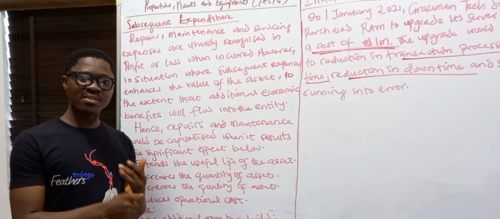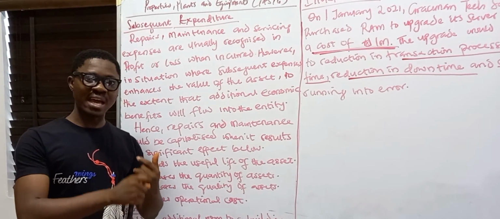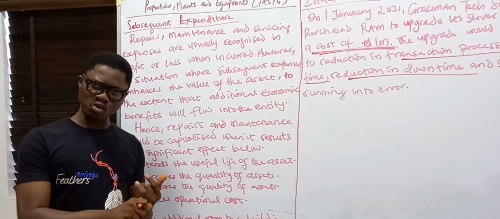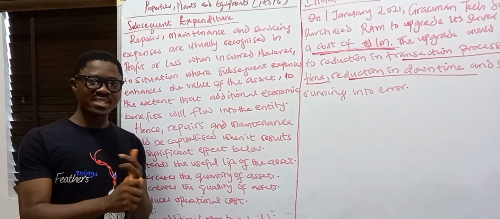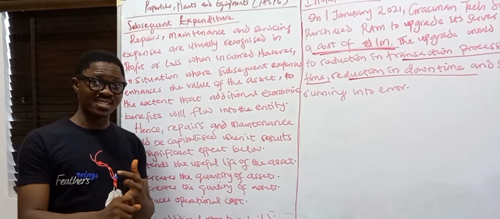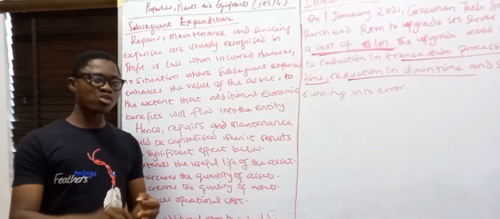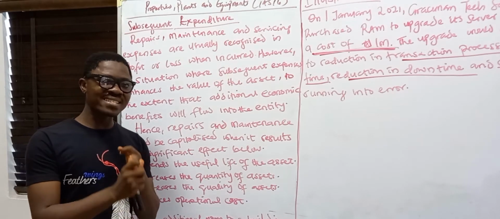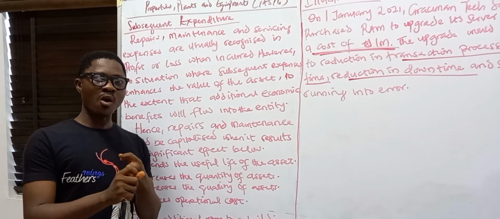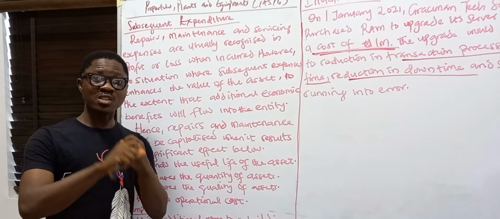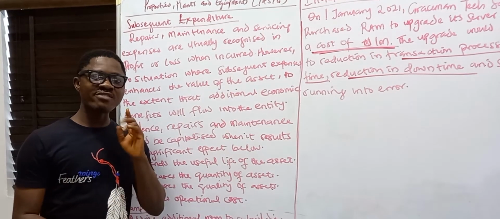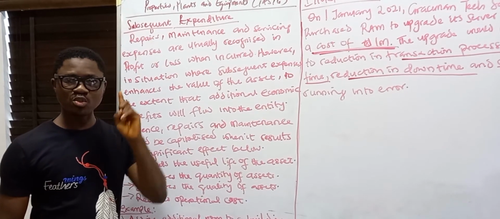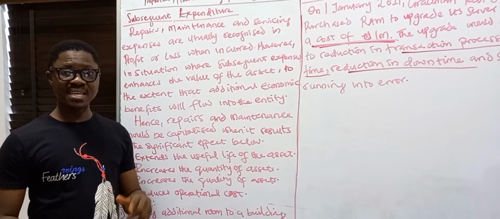Number one, any expenditure that extends the useful life of the asset should be capitalized. Any expenditure that increases the quality of the output of such assets should be capitalized. Also, any expenditure that increases the quantity of such assets should be capitalized. Also, any expenditure that reduces operational cost should be capitalized.